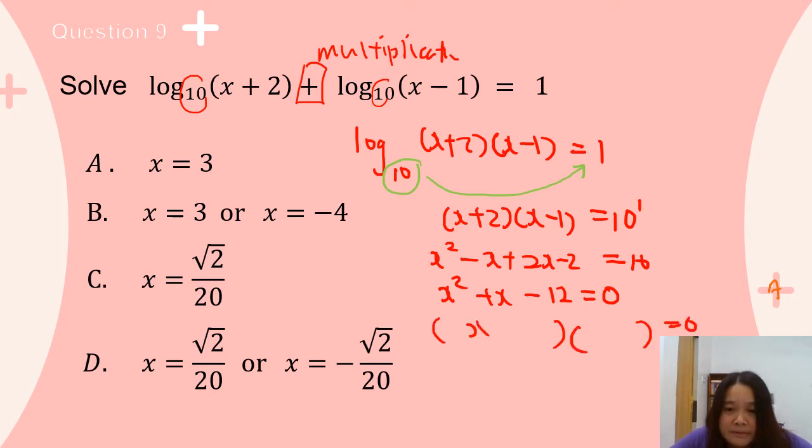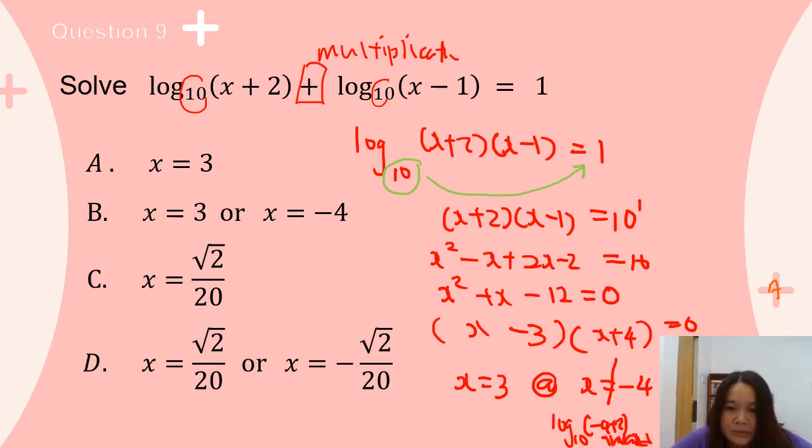So we have the x, 4 and 3. So we have the plus and minus. So x equal to 3 or x equal to minus 4. Okay, so we have to ignore this because if we substitute x equal to minus 4, the log base 10 of minus 4 plus 2, this one is invalid. Okay, so we just choose x equal to 3. So definitely the answer is A only.